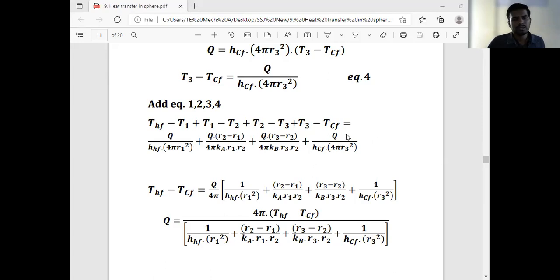Did you understand? See, we have done the same for the plane wall composite wall, composite cylinder and composite sphere. We have to write down the equations. We have to write the equation for the temperature difference. We have to add those equations and we get the equation for the Q. Okay, so same process we have used for all composite shapes.